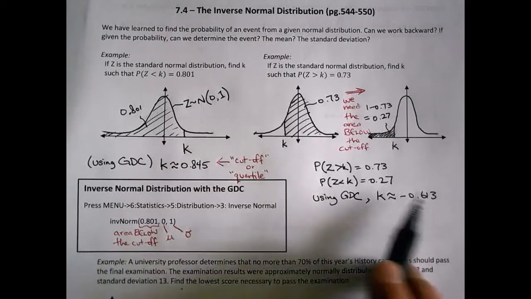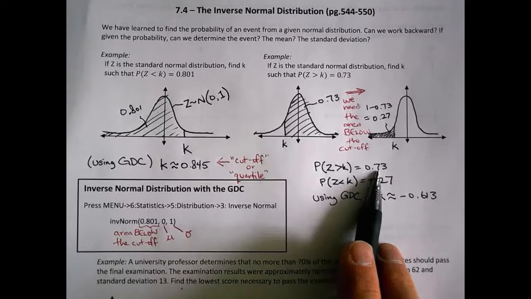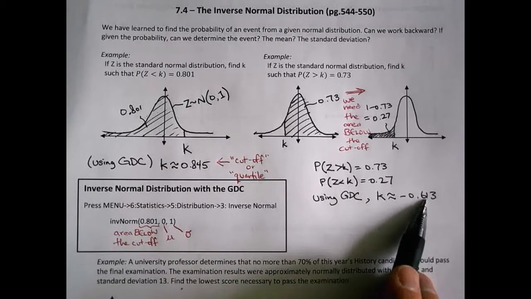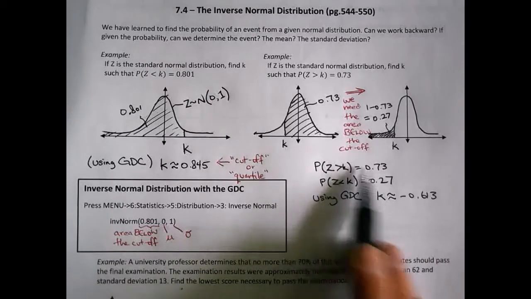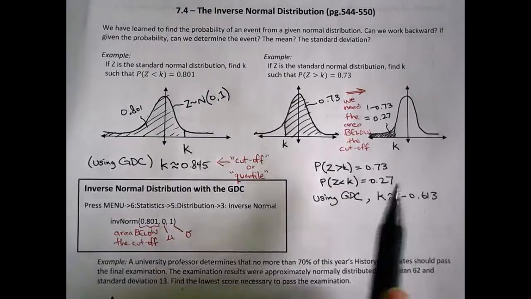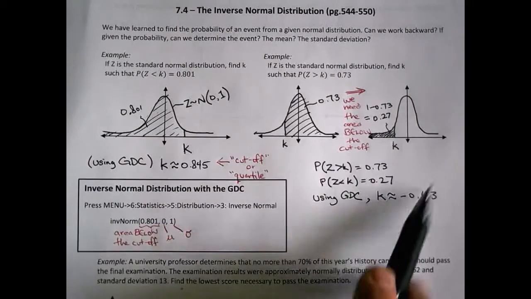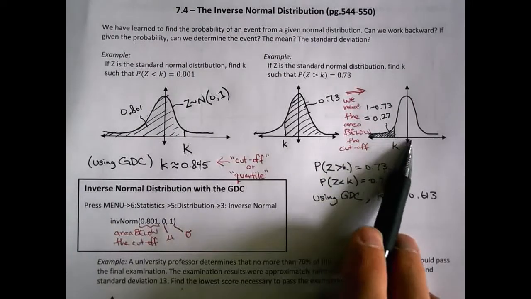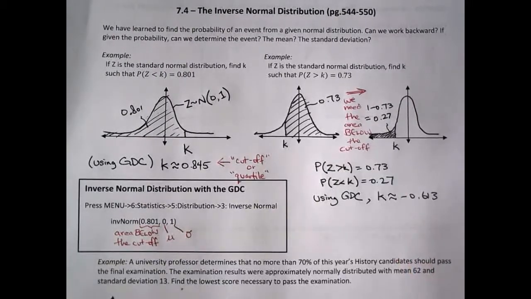Notice how the answer here, what you're given, 0.73, doesn't have anything to do with the answer to the question. You have to use your GDC correctly to get the answer. And it makes sense, right? The cutoff is negative 0.613 because it's to the left of the axis here.